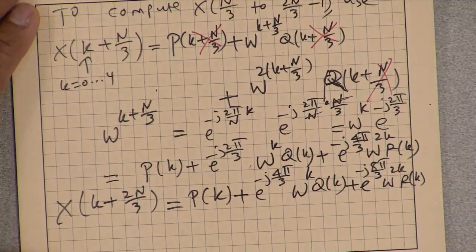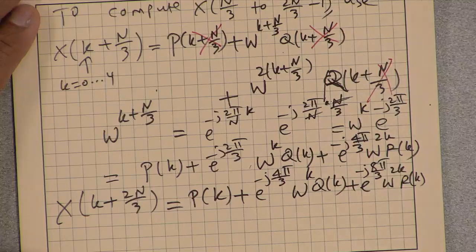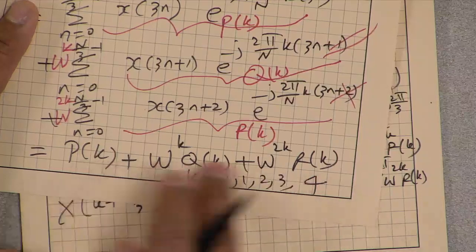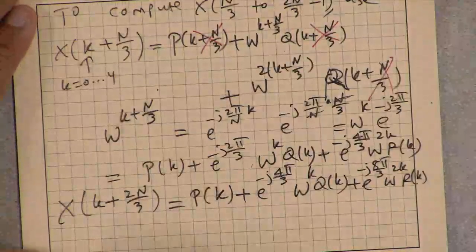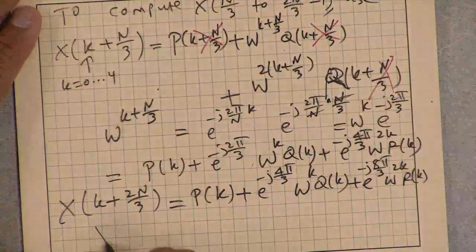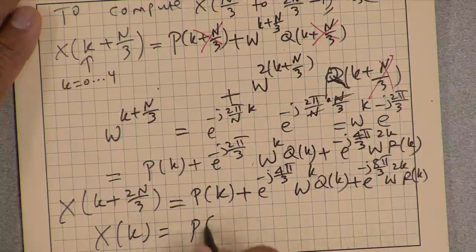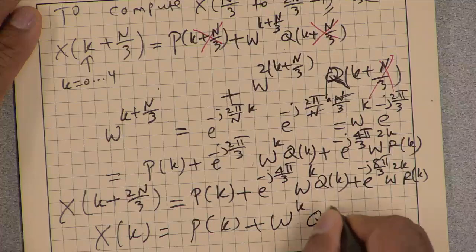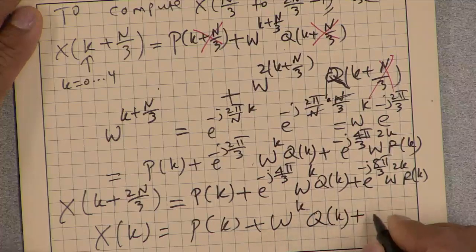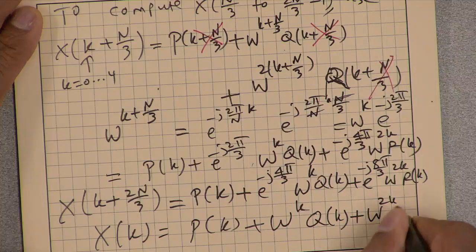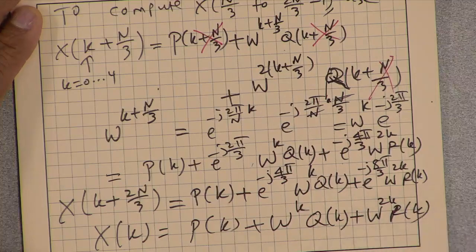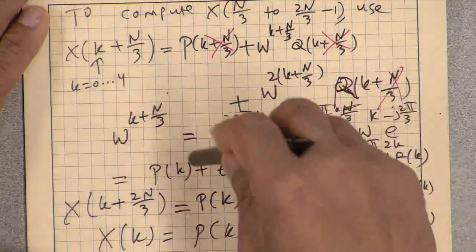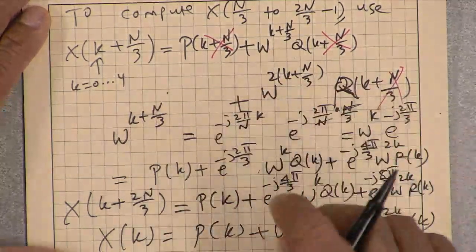Okay, so remember we had that other equation here as well, Pk. Xk was Pk plus W to power k Qk plus W to power 2k Rk. Okay, so now I am going to write down these three equations in terms of a matrix.